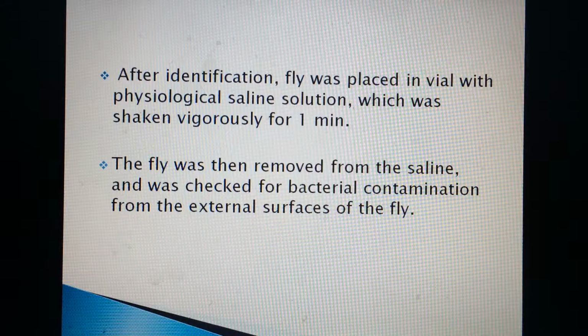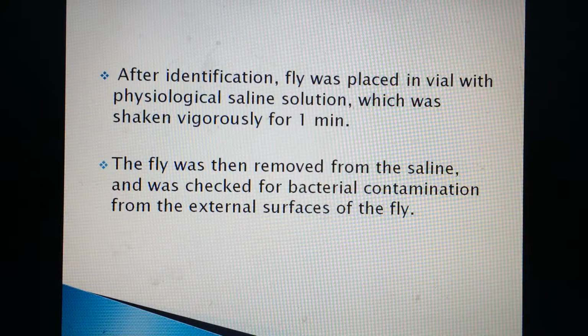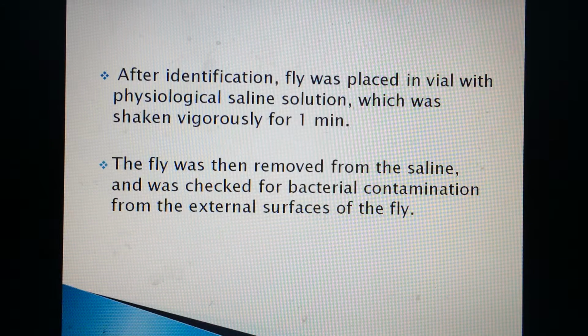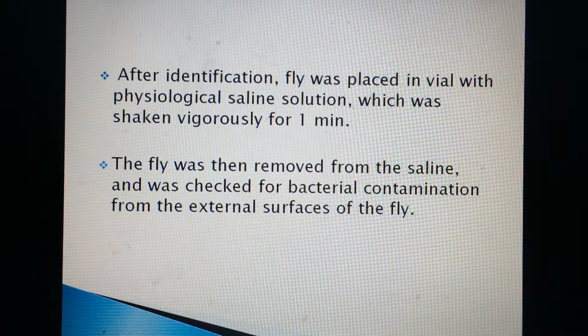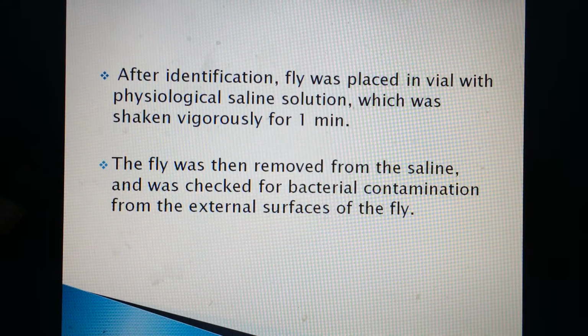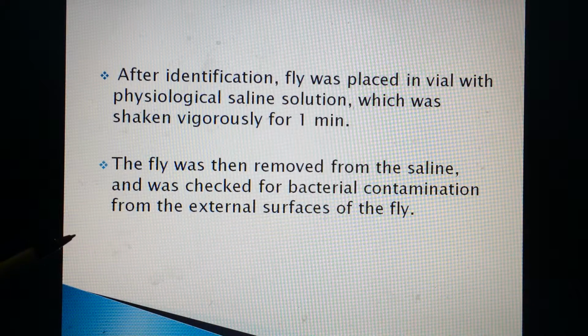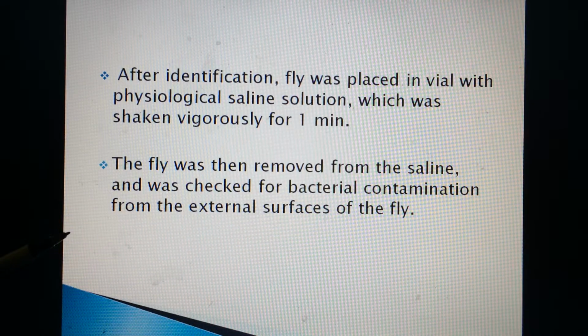After identification, each fly was placed in a vial with physiological saline solution, which was shaken vigorously for 1 minute. The fly was then removed from the saline and was checked for bacterial contamination from the external surfaces of the fly.